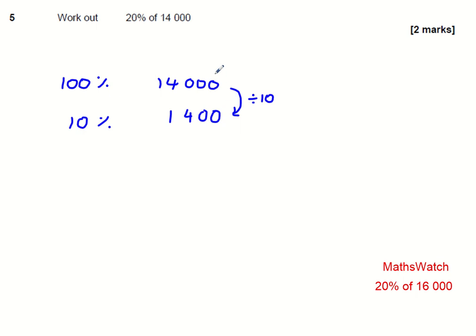You can think about it as almost losing a 0, but in reality all the numbers are moving one place down. So 10% is 1,400, and then to find 20% is double that amount. So if we times this amount by 2, we should get that 20% is 2,800.